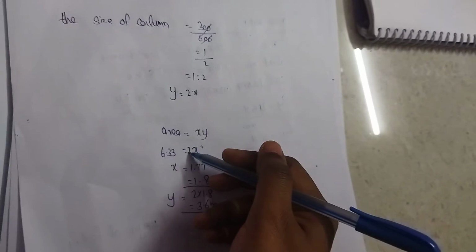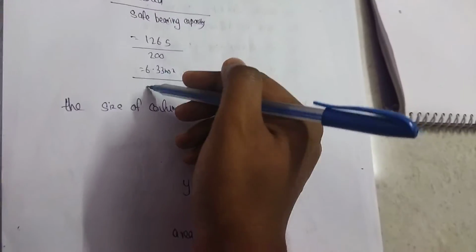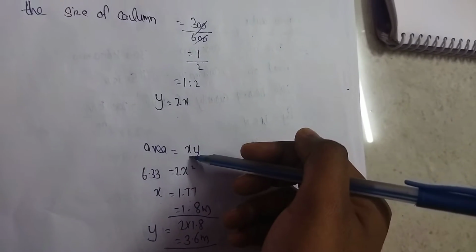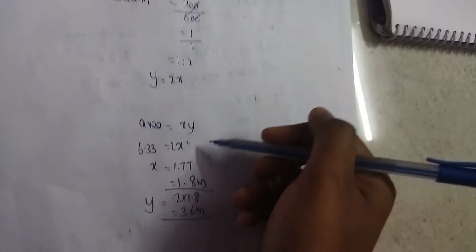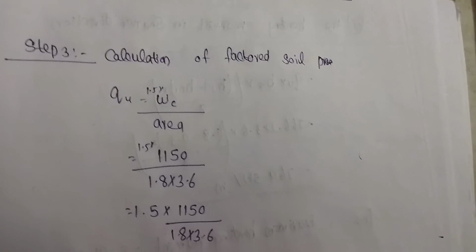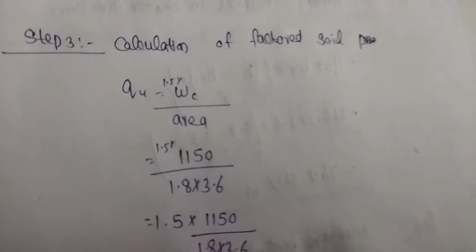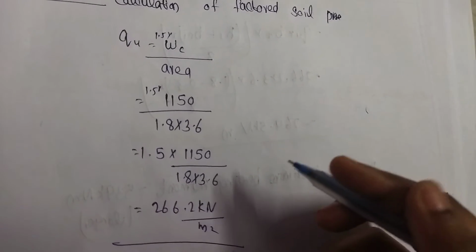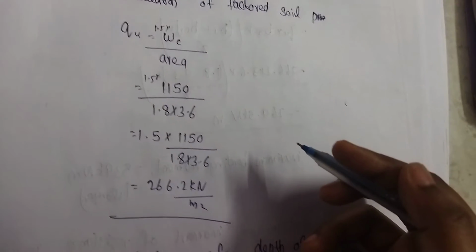Then provide the area 6.33, which we already calculated in this step. Then x into y means substitute the value of y as 2x. Then we get the x and y values. So the size of the footing is 1.8 meter by 3.6 meter. Then next step is calculation of factored soil pressure. Factored means converted with a 1.5 factor, into Wc divided by area.